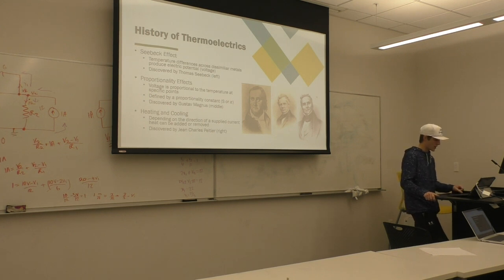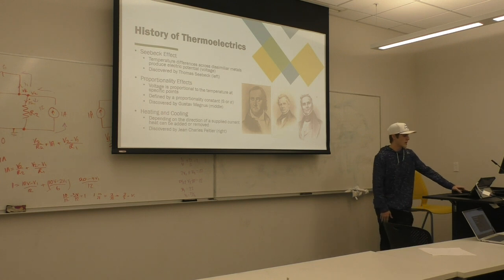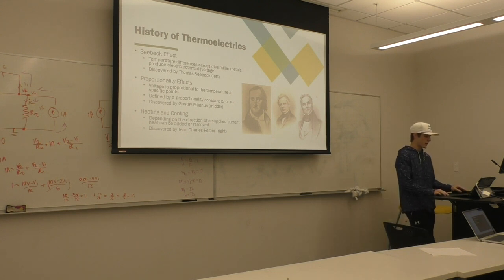the next guy, Gustav Magnus, pictured in the middle, figured out that the change in voltage was actually proportional to the change in temperature, and it was defined by a constant that's based on the metal compositions that are attached to each other. The last and third guy was John Charles Peltier, and he discovered that instead of having two metals at different temperatures that create a voltage, you can apply a voltage and get metals at different temperatures.